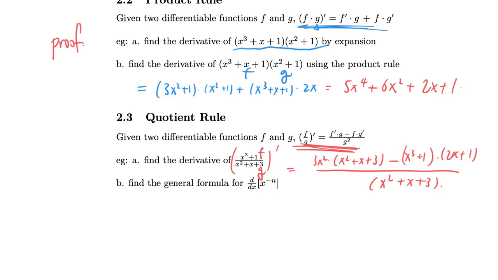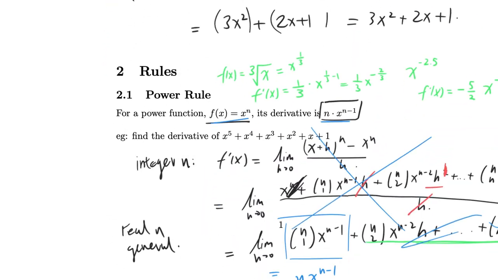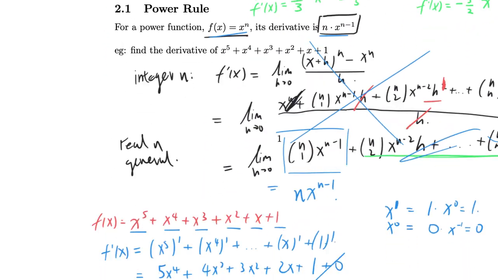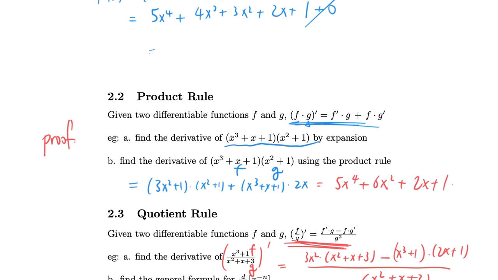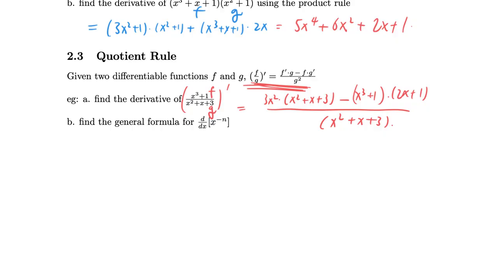And let's say we want to find the general formula for d over dx of x to the negative n. So notice this would have been covered in the power rule, right? And so sort of what we've proven here was for integer n, actually positive integer n. So n was a positive integer. And so here what we could do is sort of we prove it for the negative n's, right? So we could just use the quotient rule.